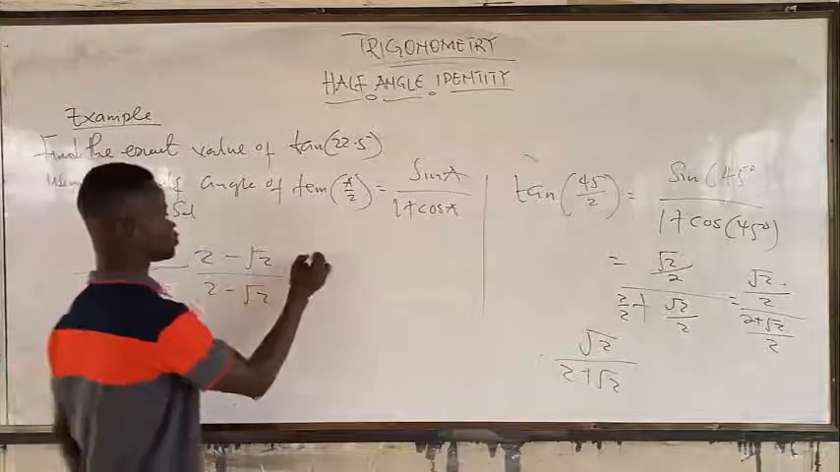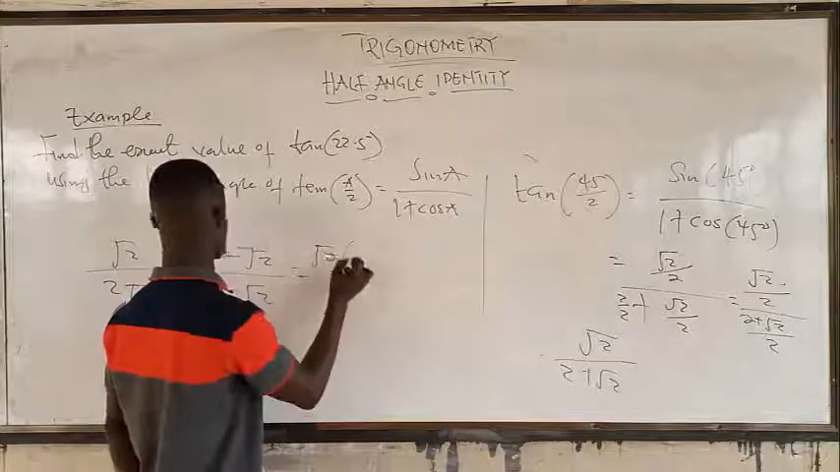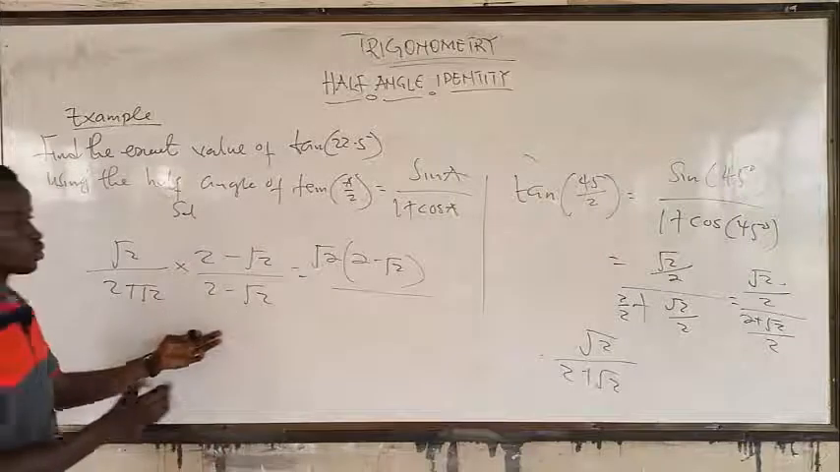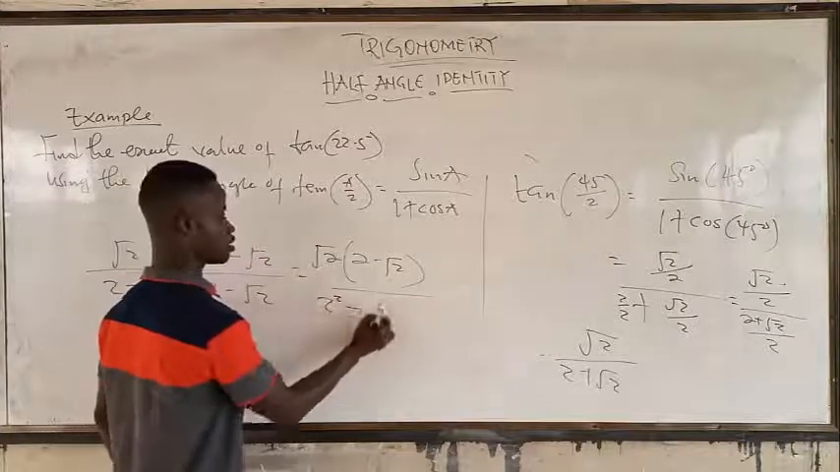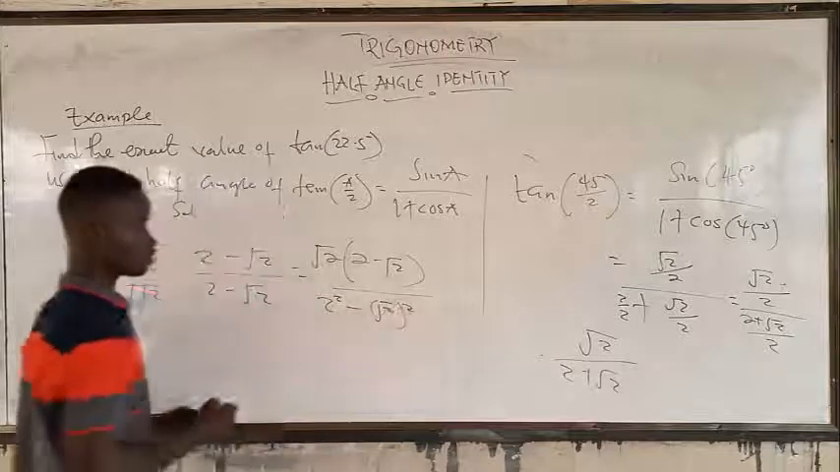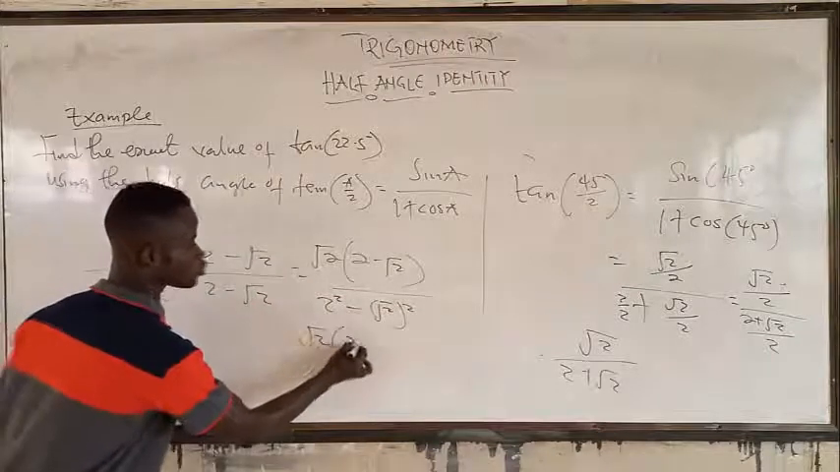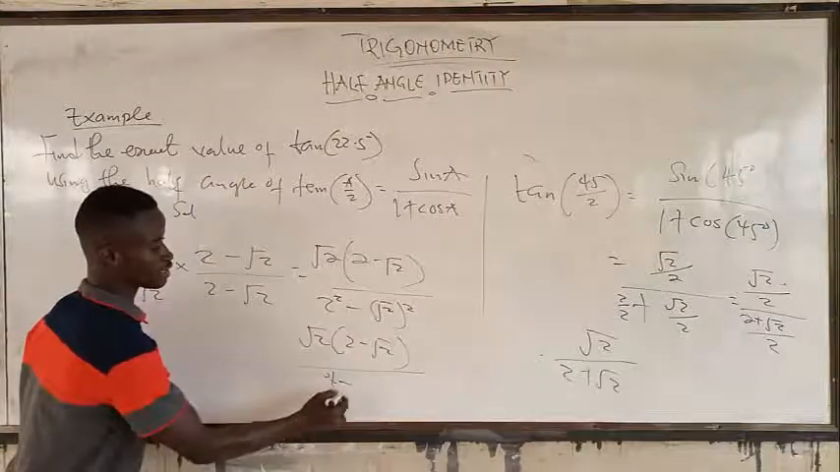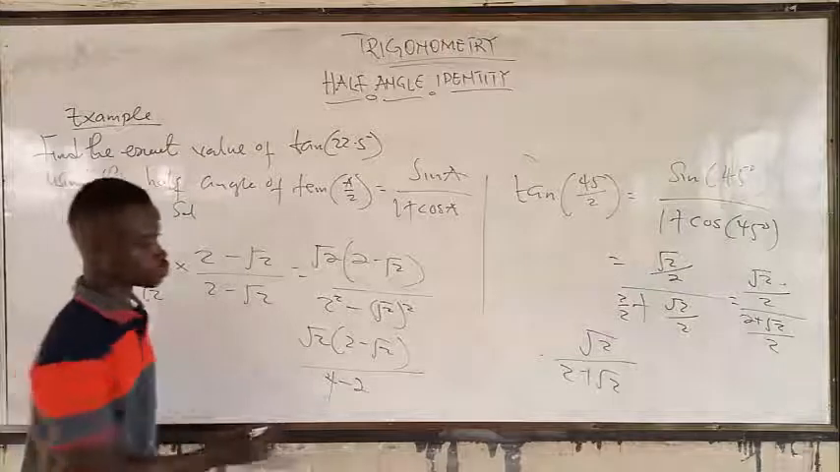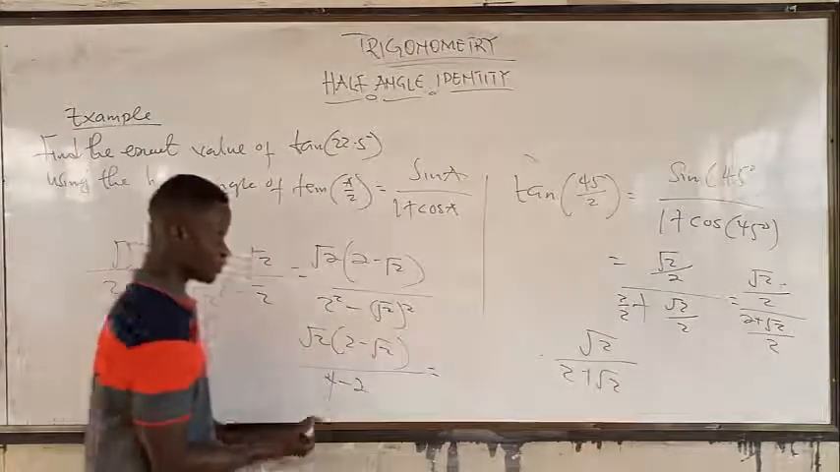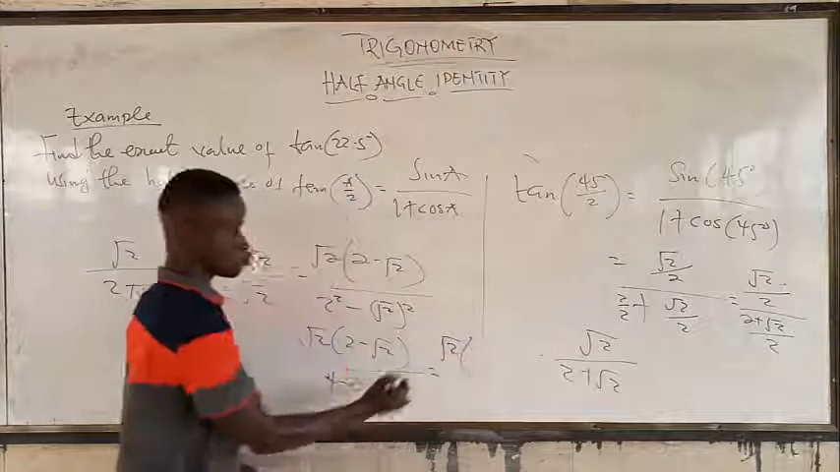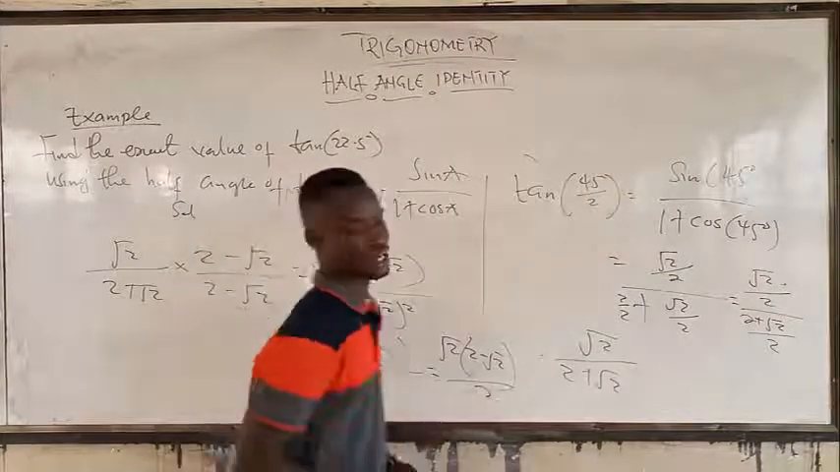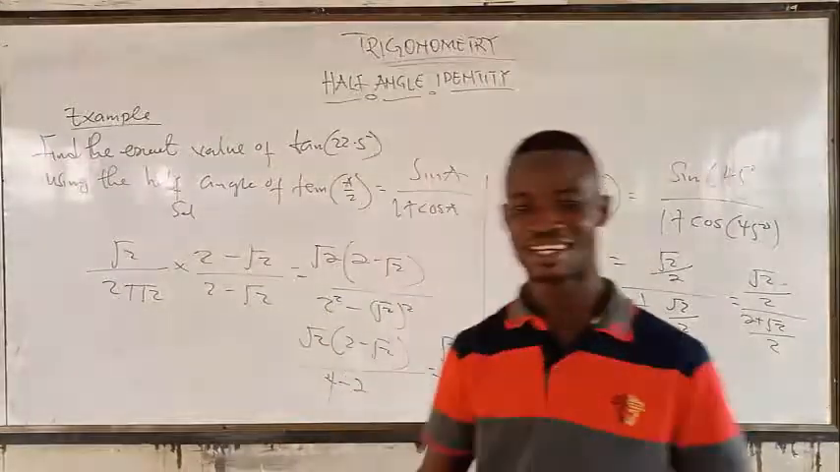And this is going to give you square root of 2 multiplying 2 minus square root of 2. And the whole of this is going to be equal to 2 squared minus square root of 2 all squared. So we end up getting square root of 2, 2 minus square root of 2, all this over 4 minus 2. And 4 minus 2 is going to give us 2. Beautiful! Therefore, we get square root of 2, 2 minus square root of 2, all this over 2. Very good.